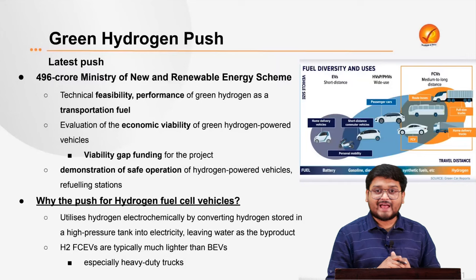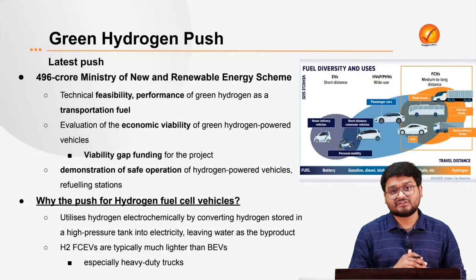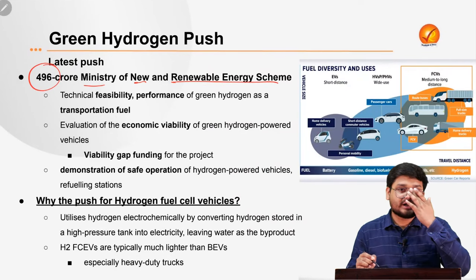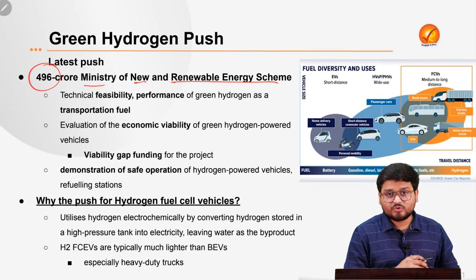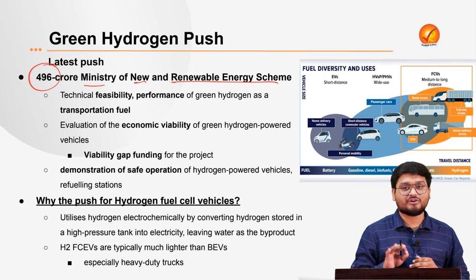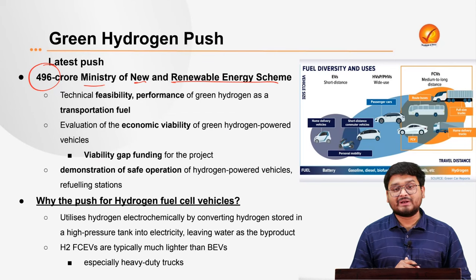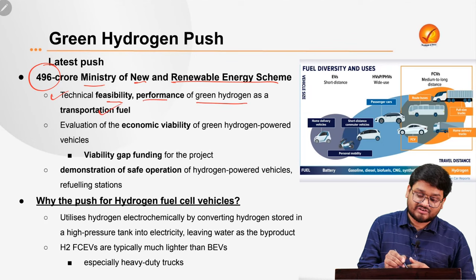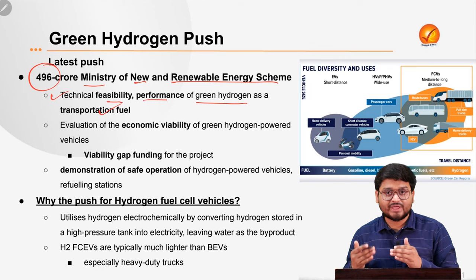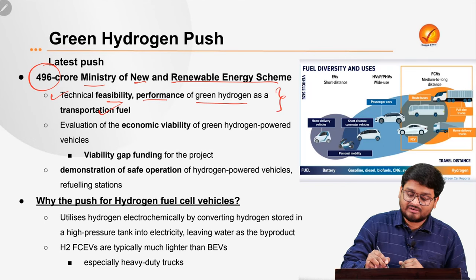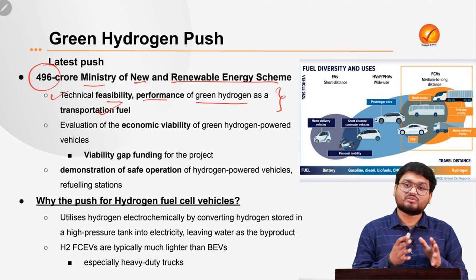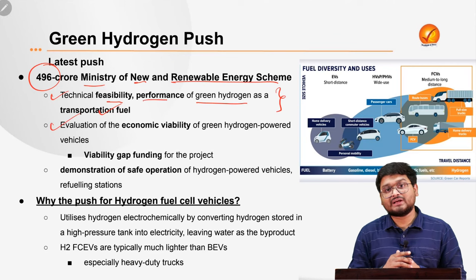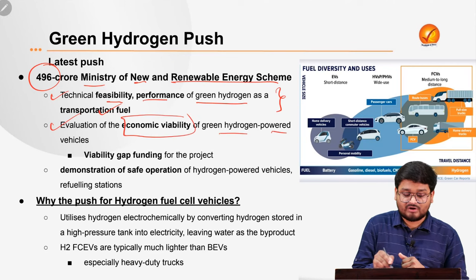Now here, the main aspect of this article is regarding the latest initiative taken by the Ministry of New and Renewable Energy. Around 496 or 500 crores have been allotted to the production, generation, and distribution of green hydrogen energy in the country. For that, the ministry is looking into the technical feasibility and performance of green hydrogen as a transportation fuel. So, as of now, the ministry is looking into the prospects, right? It is studying the various market conditions and the practical, real-life generation of green hydrogen in the country. Next, it will also be evaluating the economic viability of green hydrogen powered vehicles in the future.